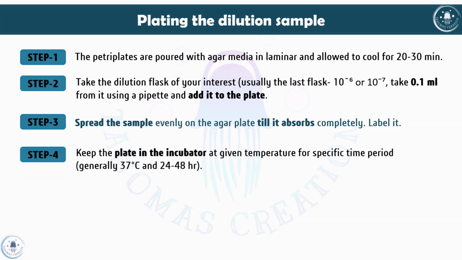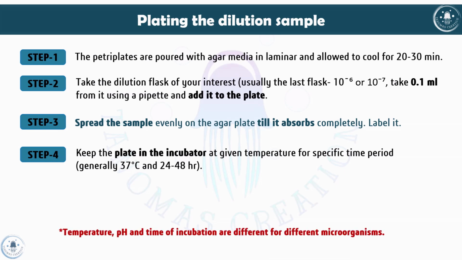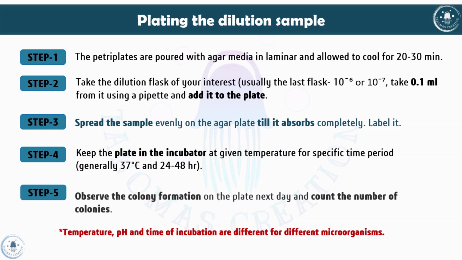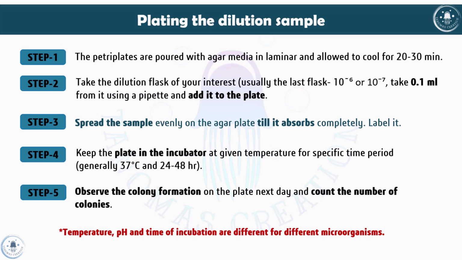Now what you do, you keep the plate in the incubator at a given temperature for a specific period of time. Generally all the microorganisms grow at 37 degrees Celsius and they require an incubation period of like 24 to 48 hours. Okay, so this is the general temperature and time period. Now we need to remember that temperature, pH and time of incubation are different for different organisms. Okay, so different microorganisms grow differently. So you need to remember this.